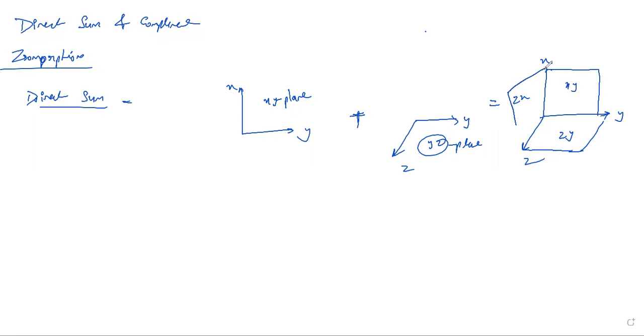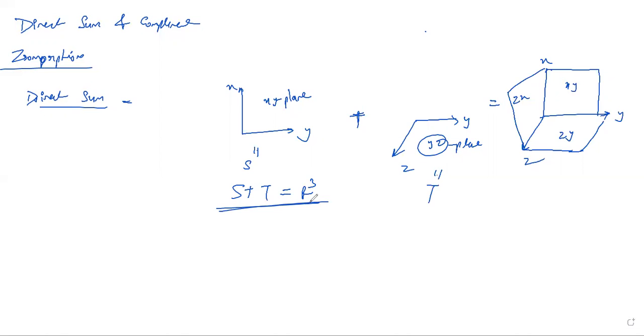Let's say this is my S. The xy plane is denoted by S, and the yz plane as T. Then the sum of these two, S plus T, is forming R cube.